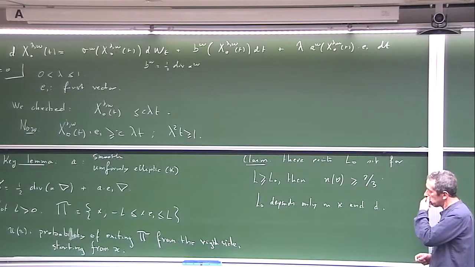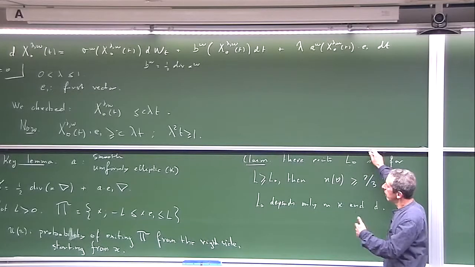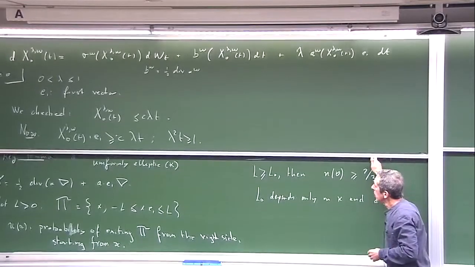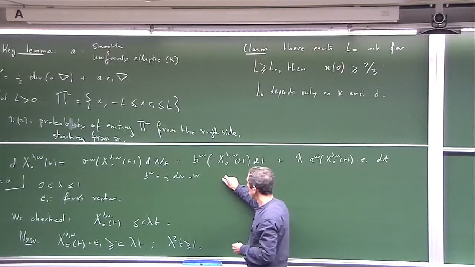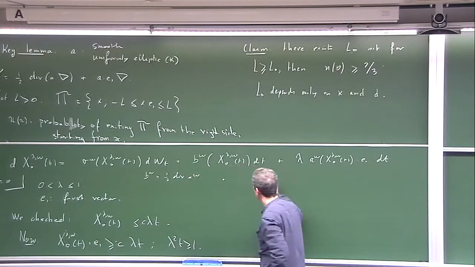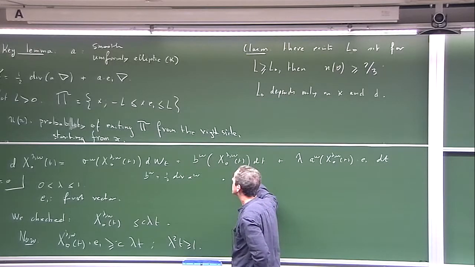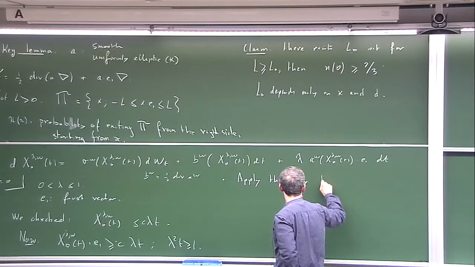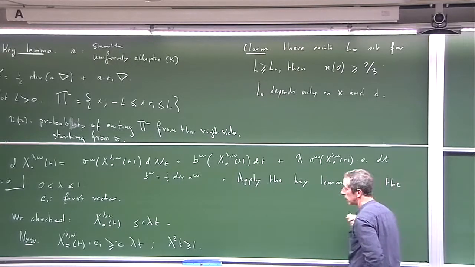Now, we're going to prove that, and then we will apply this result to these diffusions over there. Now, I didn't record it, but I'm assuming that the coefficients A omega are uniformly elliptic and smooth. And we will apply the key lemma to the rescaled diffusion like last time.